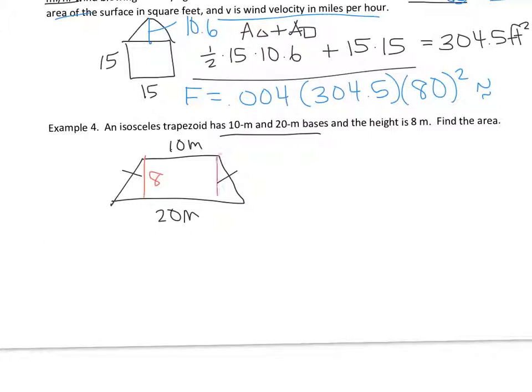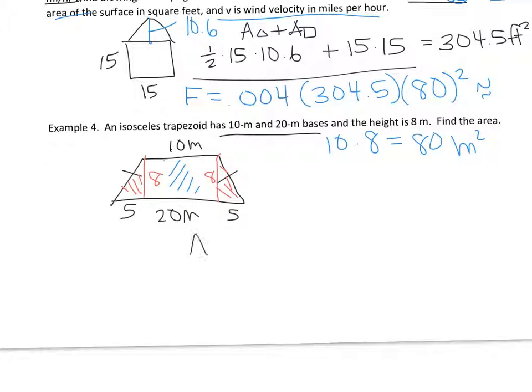Okay, so in this case, what I'm thinking about is 2 red triangles, and I'm going to add it up with the blue rectangle. So the blue rectangle is 10 times 8, so that's 80 meters squared. And then I need to figure out this distance right here. So if this is 10 and all the way across is 20, and these two are equal triangles, this has to be 5. So this is 5, this is 5.